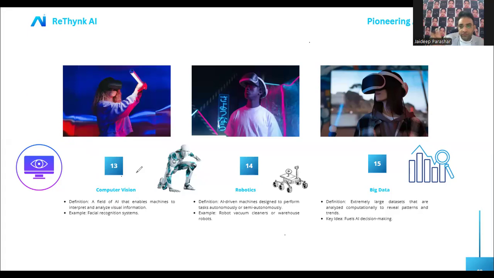Let's say I have given this visual information. It's just an image, and I ask AI, okay, tell me what it is. How is AI going to understand? That's called computer vision. The best example is facial recognition.